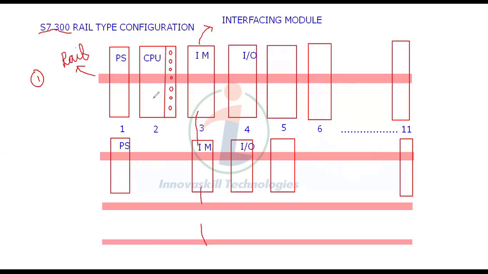Since this CPU is connected with this IM, and this IM is connected with all the other interfacing modules, all the modules are connected with the CPU here, and this CPU will control all the other IO modules also. So this is how you connect it if you expand this S7 300 rail type PLC. Now, as I said earlier, if you don't need so many IOs and need only a smaller number of IOs, you can just go with these 2 modules. That's all. Power supply, CPU. That is enough.